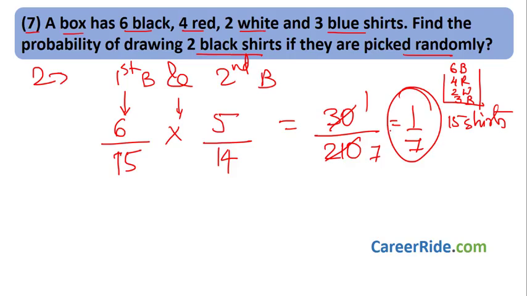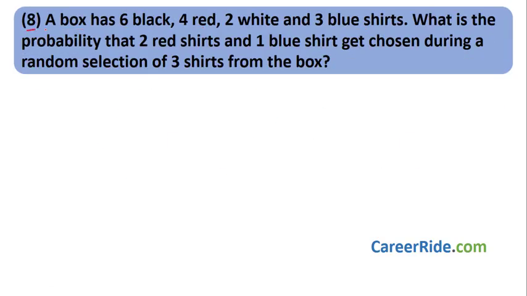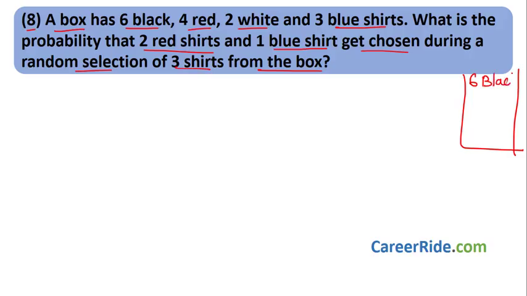Moving to question number 8. A box has 6 black, 4 red, 2 white and 3 blue shirts. What is the probability that 2 red shirts and 1 blue shirt get chosen during a random selection of 3 shirts from the box? Again, pretty easy. Let us write over here. There are 6 black shirts, 4 red shirts, 2 white shirts and 3 blue shirts. Total number of shirts are 15, so total possibilities are 15.